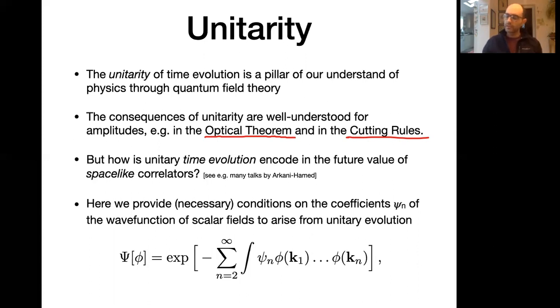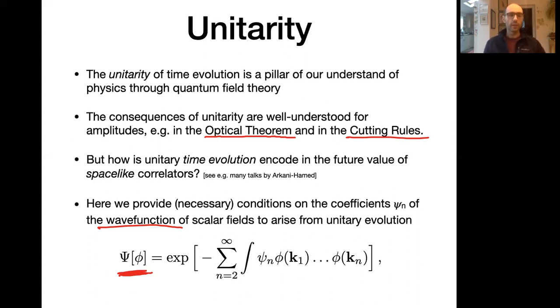And so, it turns out that correlators are not the best object to discuss to derive the consequences of unitarity. It's much better to discuss the wave function of the universe. This is closely related to correlators. In fact, you can go back and forth. If I give you all the correlators at a certain order, you can get the wave function and vice versa. The optical theorem and unitarity are much more easily expressed in terms of the wave function.